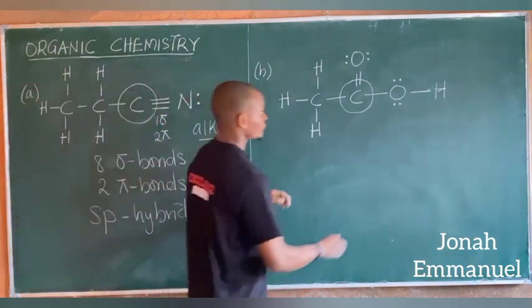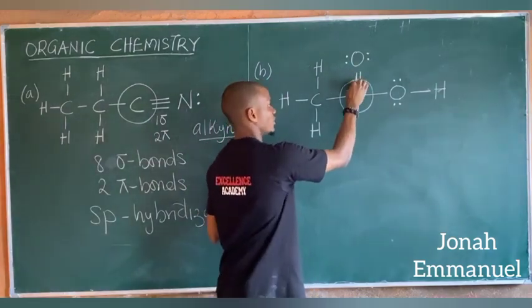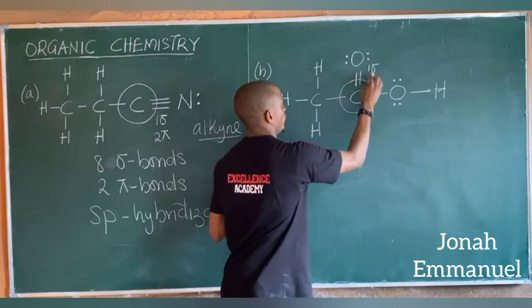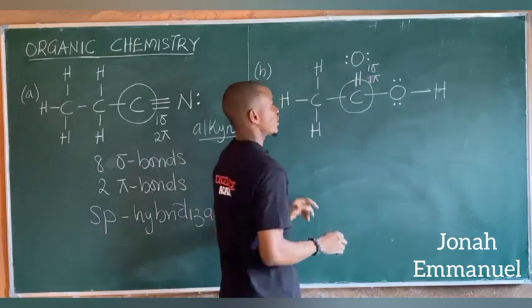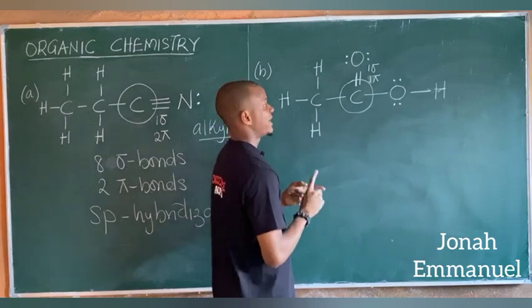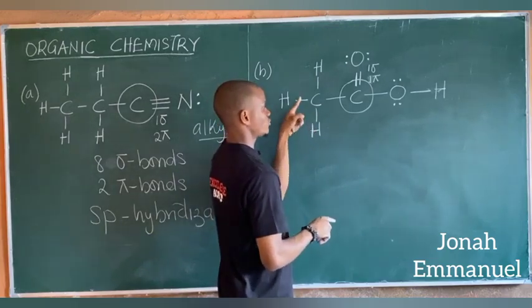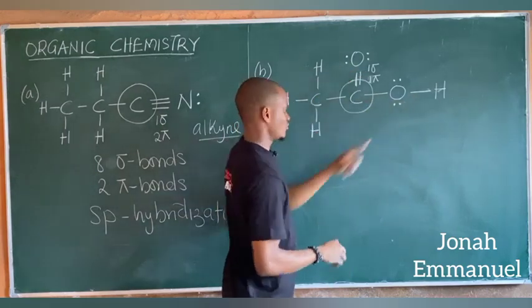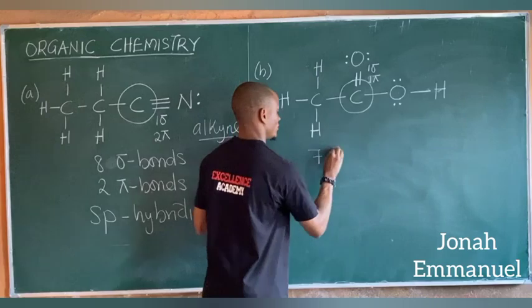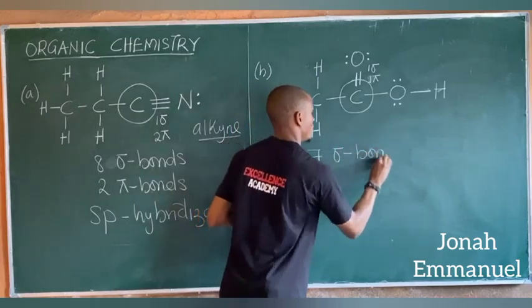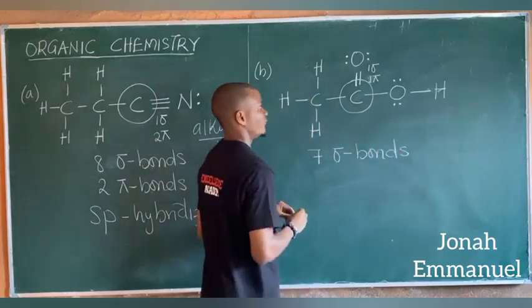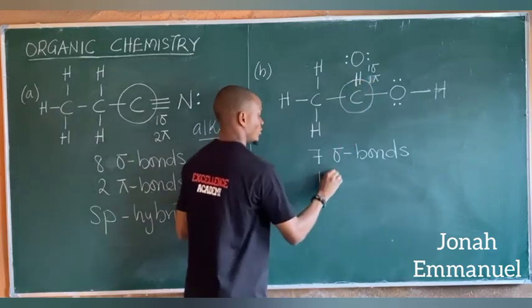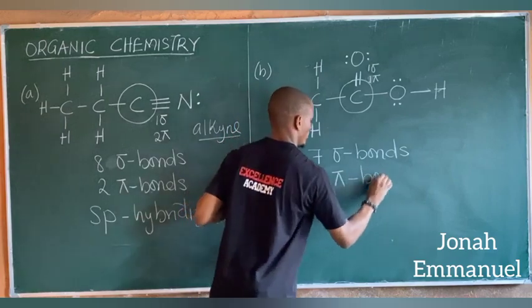Coming to this, we said that a double bond has 1 sigma and what's there? 1 pi bond. So count the total number of sigma bonds. My total number of sigma bonds becomes 1, 2, 3, 4, 5, 6, 7. So in total I have 7 sigma bonds. For the total number of pi bonds, I can see 1 pi from this. So I have 1 pi bond here.